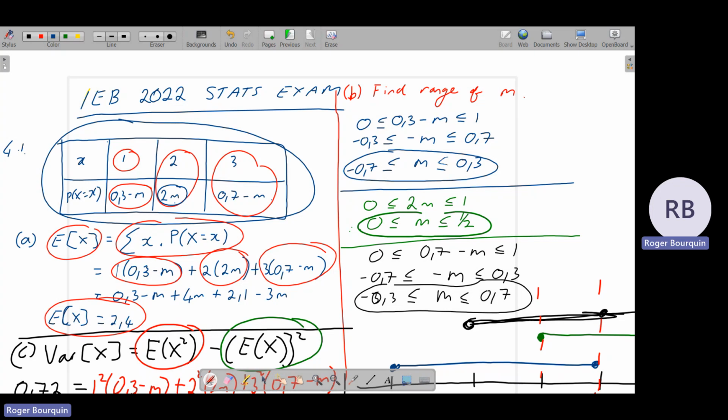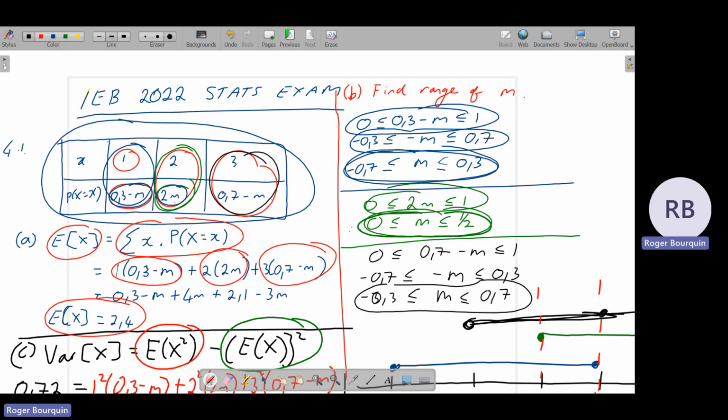To show you the full explanation, your individual probabilities must lie between 0 and 1. First of all, 0.3 minus m must lie between 0 and 1. Take away 0.3 from each side, divide by a negative, and we end up with m must lie between 0.7 and 0.3 for this particular probability. For the probability 2m, 2m must lie between 0 and 1, divide both sides by 2, m must lie between 0 and a half. And for 0.7 minus m, it must lie between 0 and 1. Take away 0.7 from each side, and m lies between negative 0.3 and 0.7.